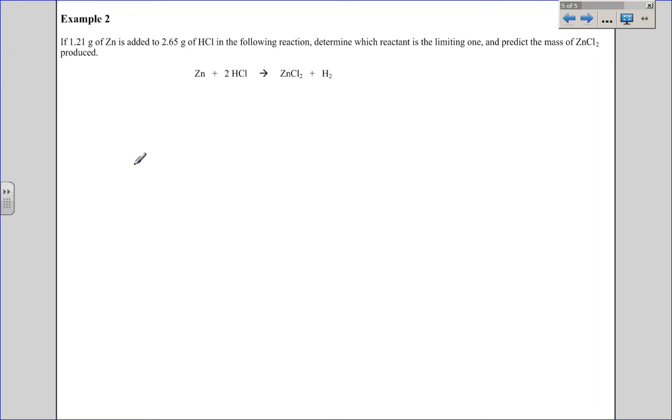So what you can do now is try one problem, and you'll just try type 1 for now. We'll have lots of opportunity to practice the other types. So you're going to, based on this problem, starting with 1.21 grams of zinc and 2.65 grams of hydrochloric acid, figure out which one is the limiting reactant and determine the amount of zinc chloride that is produced in this reaction. The answer is 2.52 grams. Okay, so take a few minutes and try that problem.